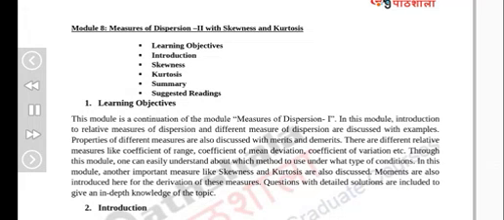Module 8. Measures of dispersion 2 with skewness and kurtosis. Learning objectives. Introduction. Skewness. Kurtosis. Summary. Suggested readings.